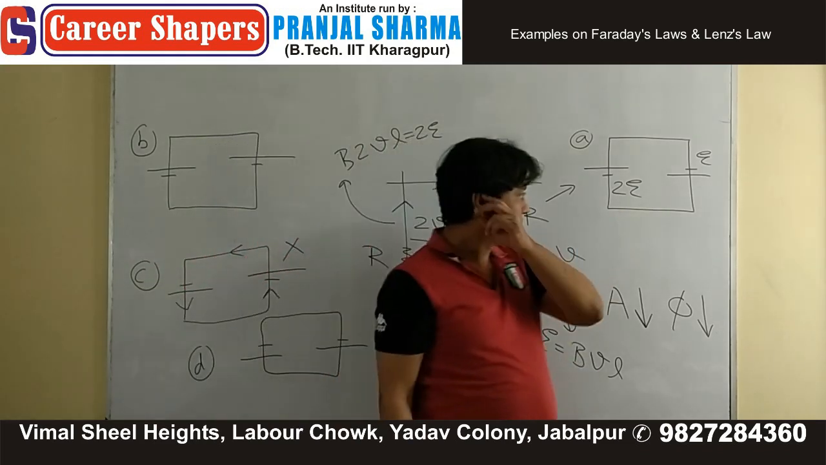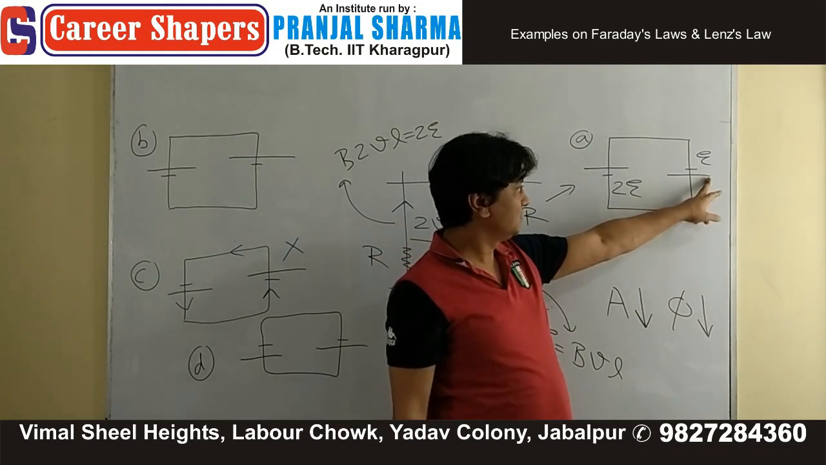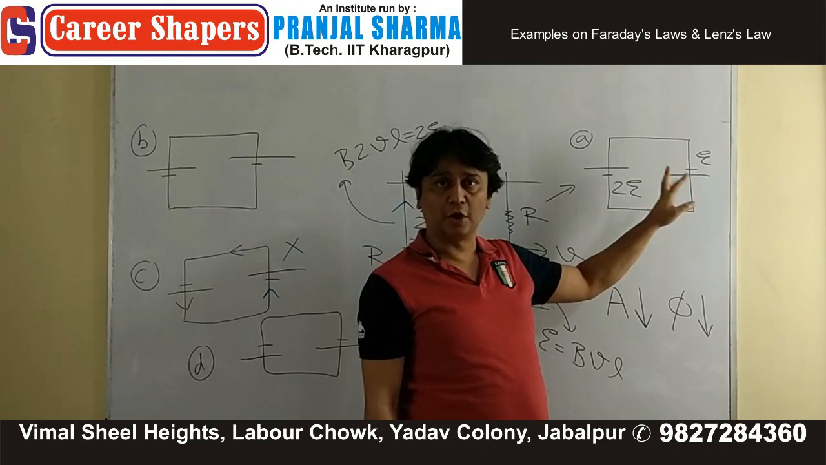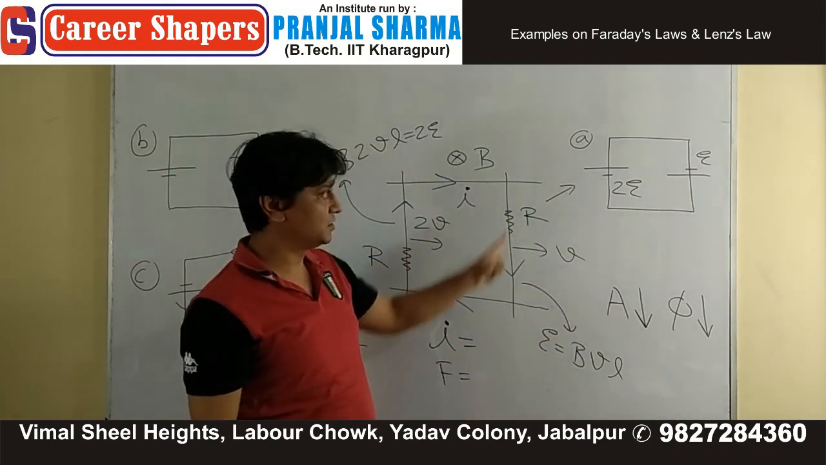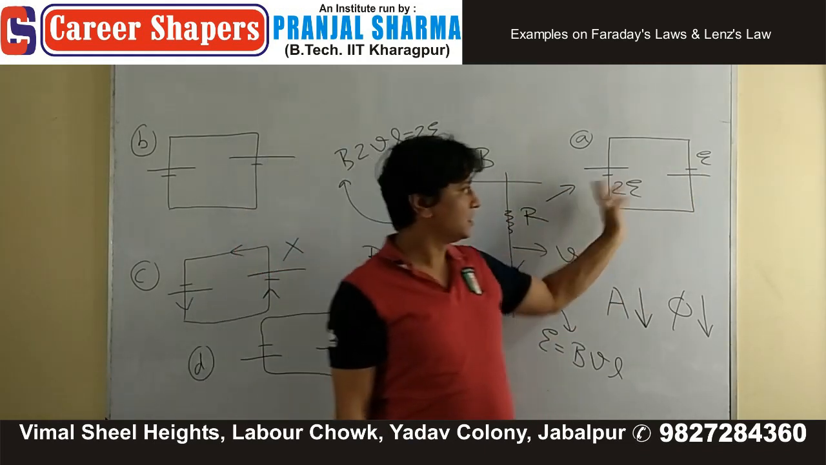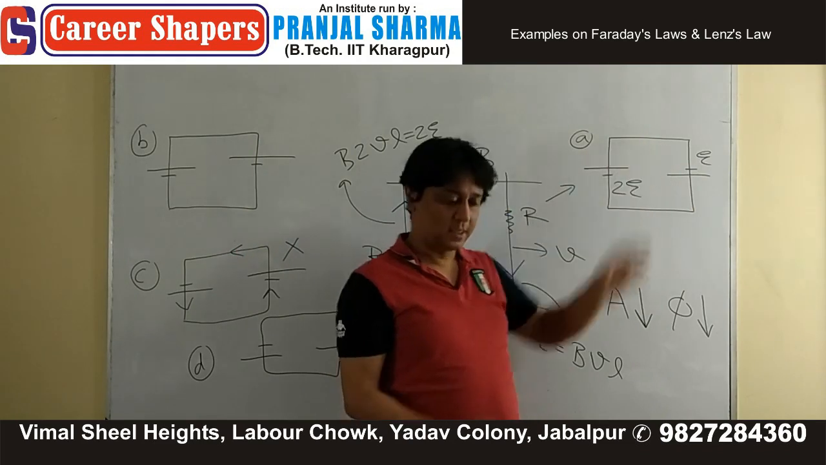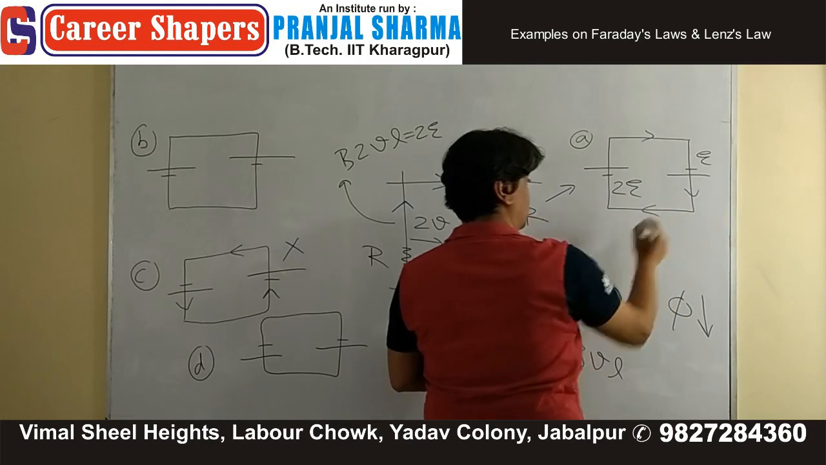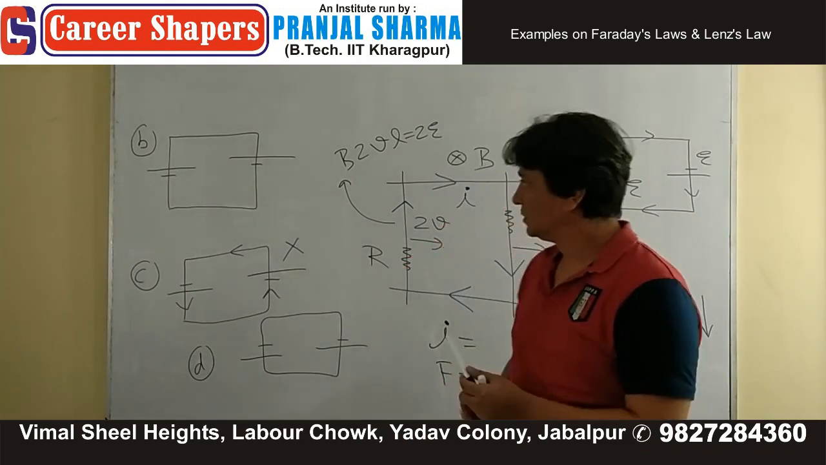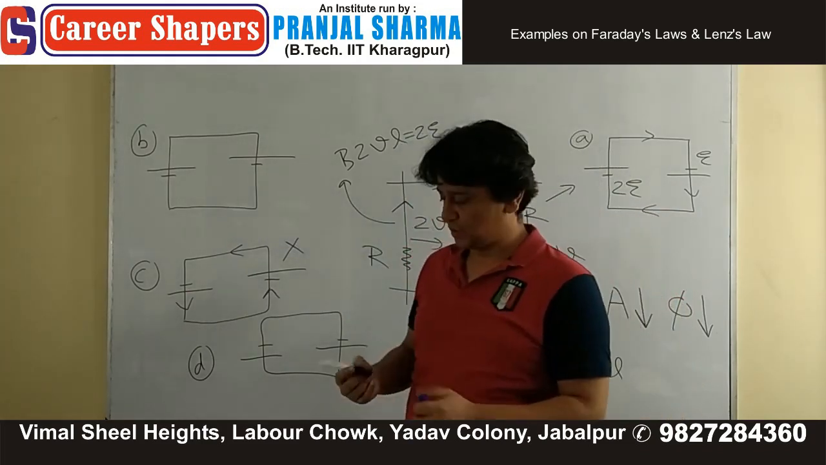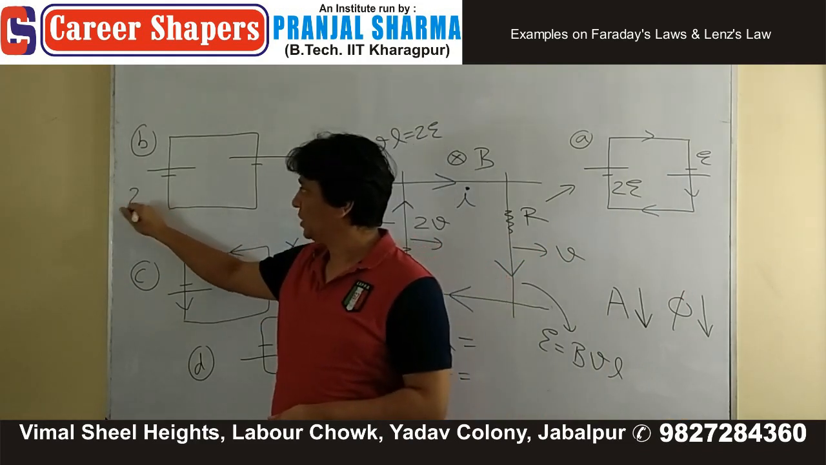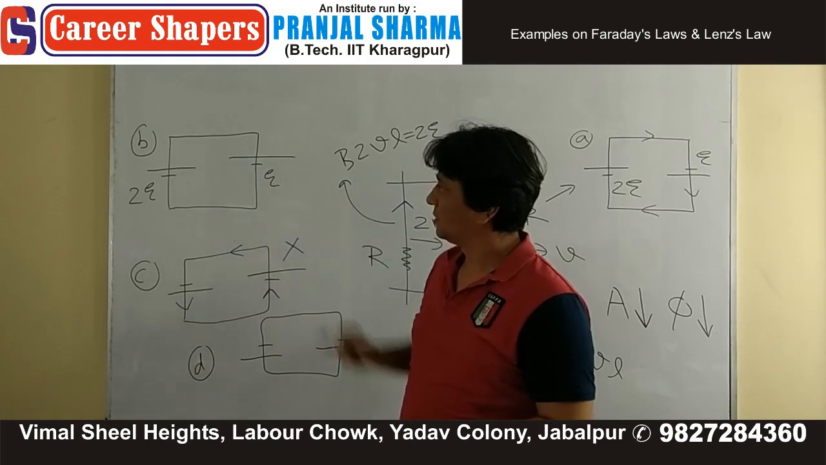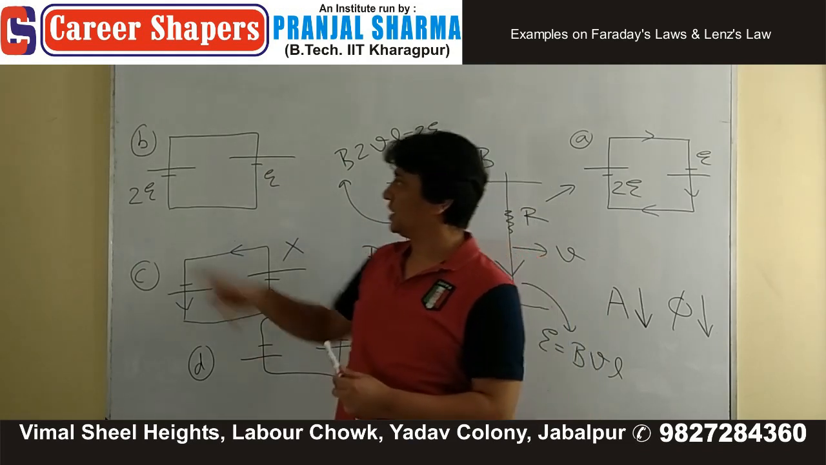Easy thing. Now, this is E, this is 2E. It can produce a current like this. Definitely it can, a clockwise current. So in this setup, current will be clockwise. But let's wait. Let's identify this one. This is 2E. This is E. This is 2E and this is E.